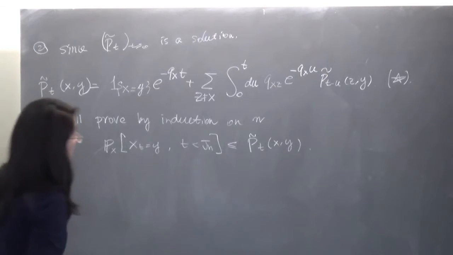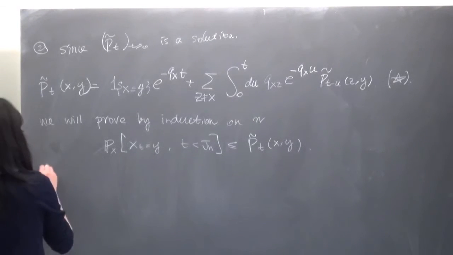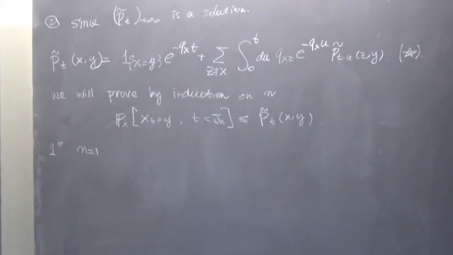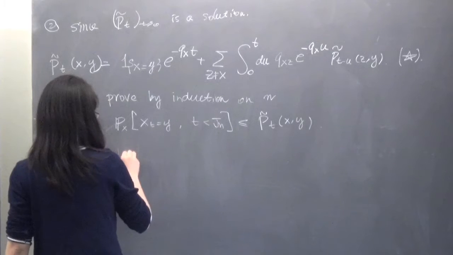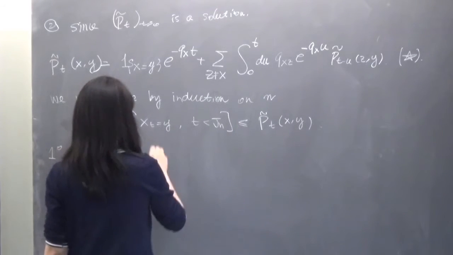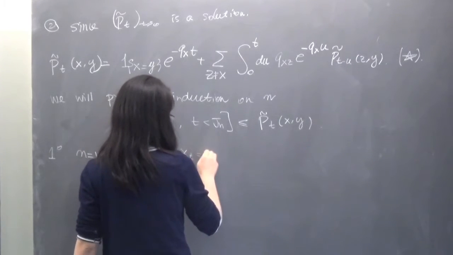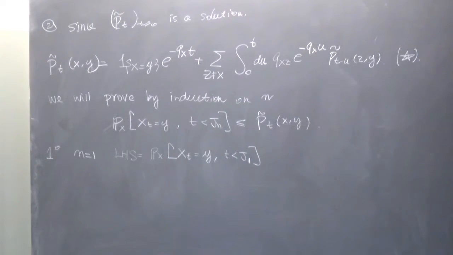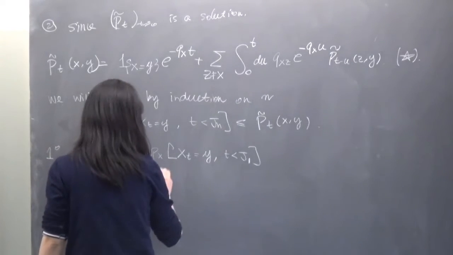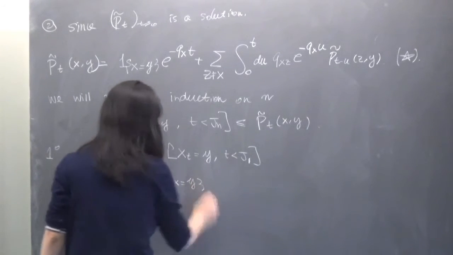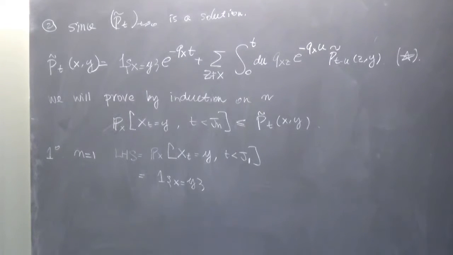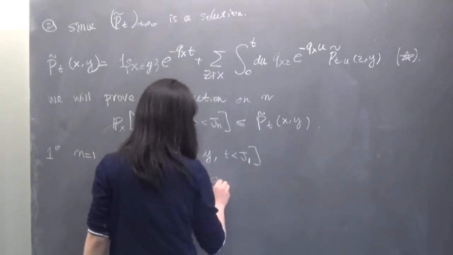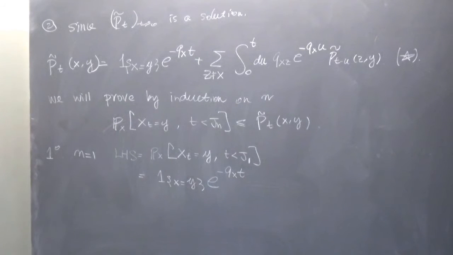Okay, so for this claim, we prove by induction. First, when n equals 1, the left-hand side equals Px, xt equals y, t less than j1. Since t less than j1, it means that xt equals x. So this is only possible when x equals y. And when x equals y, we're just calculating the probability that j1 is greater than t. And we know that j1 has the law of exponential with parameter qx. So this probability is e to the power minus qxt.